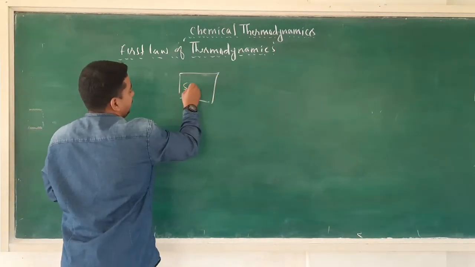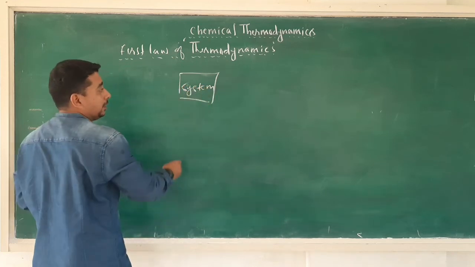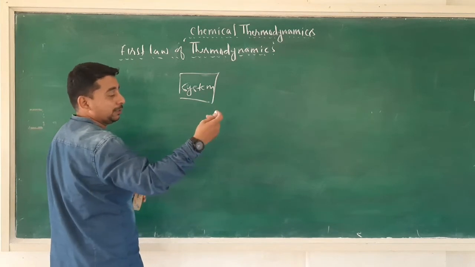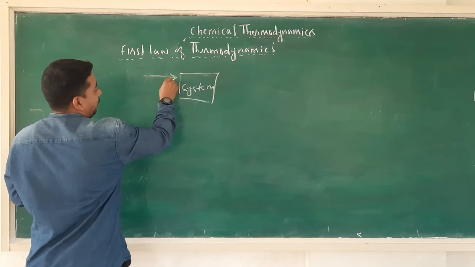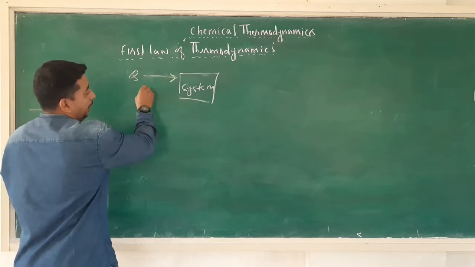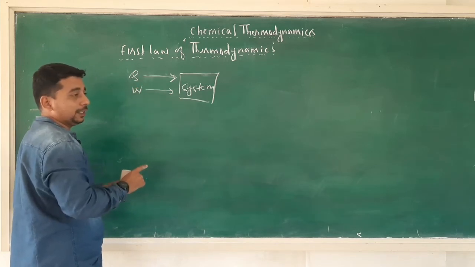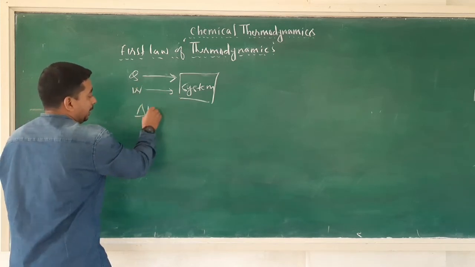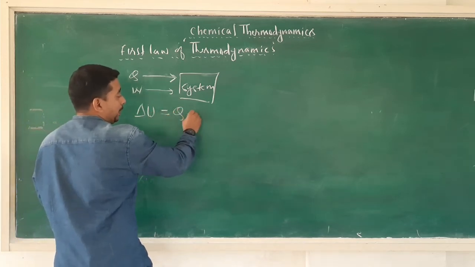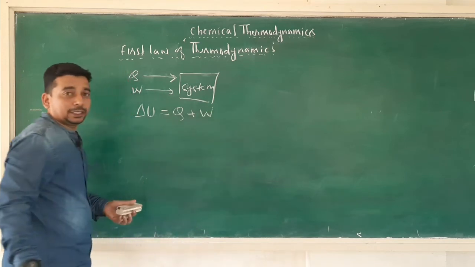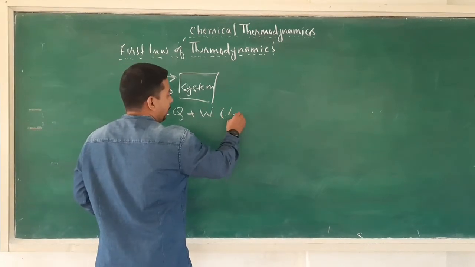Whenever energy is supplied to the system, its internal energy will increase, and when energy is taken out from the system, its internal energy will decrease. For example, we are supplying energy by heating the system and by performing work on the system. So the internal energy of the system will increase. Now I can write it as delta U, the increase in internal energy of the system, is equal to heat supplied to the system plus work done on the system by the surrounding. Delta U is equal to Q plus W. This is equation number 4.12.